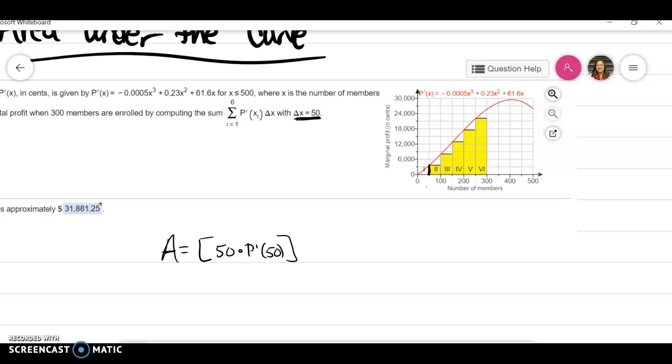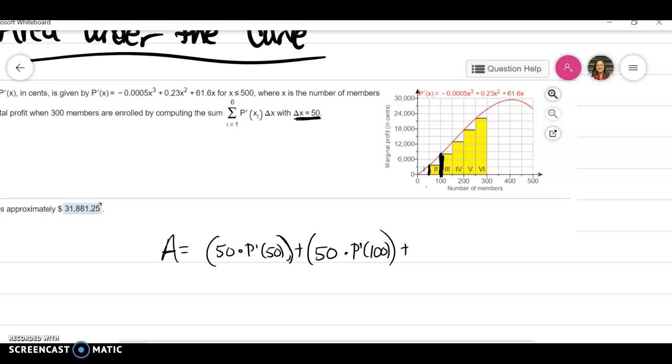So right there, my second height, the height is the hard part. Each one of these is going to have a width of 50. And I know I'm erasing a lot, but you have to remember I'm adding each one of these areas together. So each one of these bases is going to be 50, but the height you're going to find by finding p prime of the x value. And where I have that second mark, that's at 100.